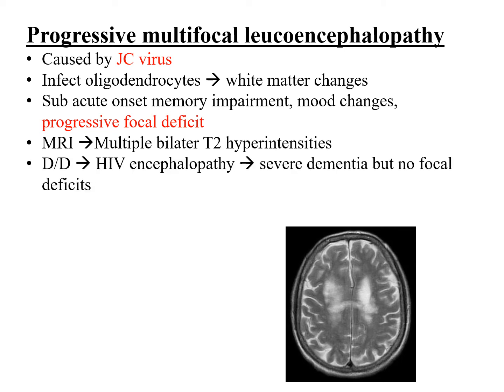The key differential is HIV encephalopathy. In HIV encephalopathy, the patient is in an advanced stage of HIV where the patient has predominant memory symptoms rather than focal neurological deficits. Treatment is that you have to initiate antiretroviral therapy.